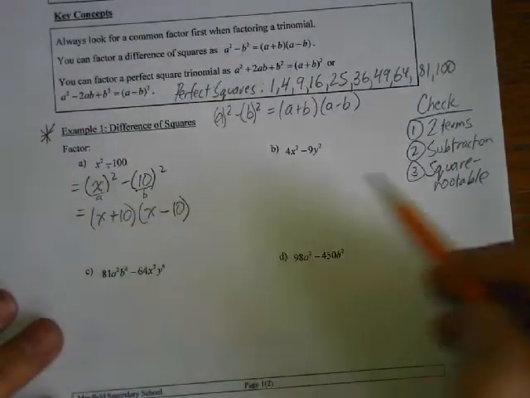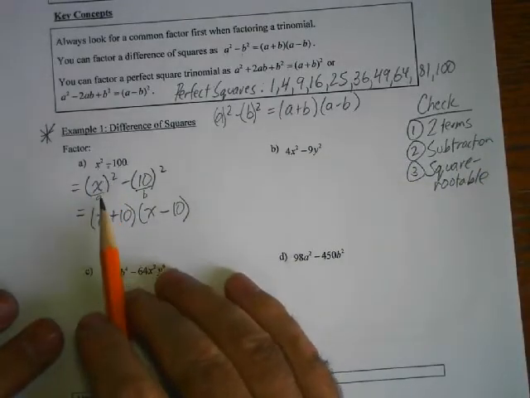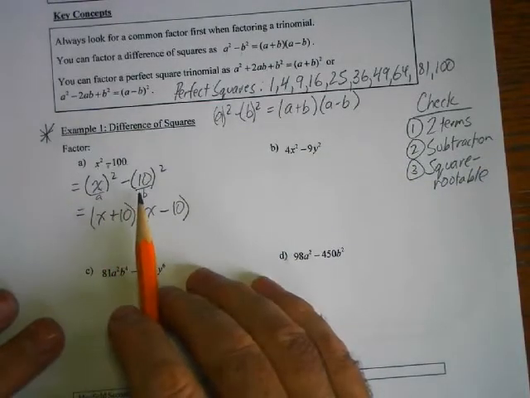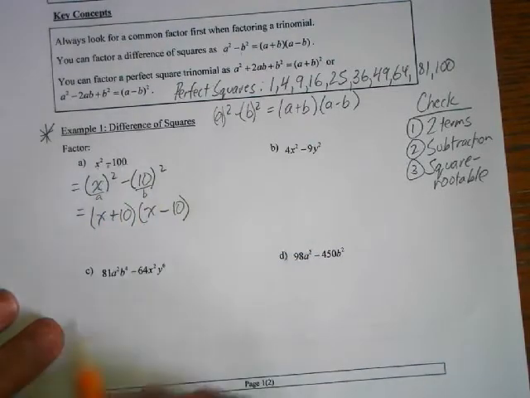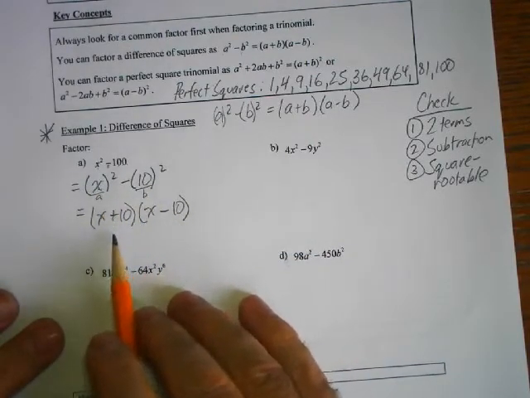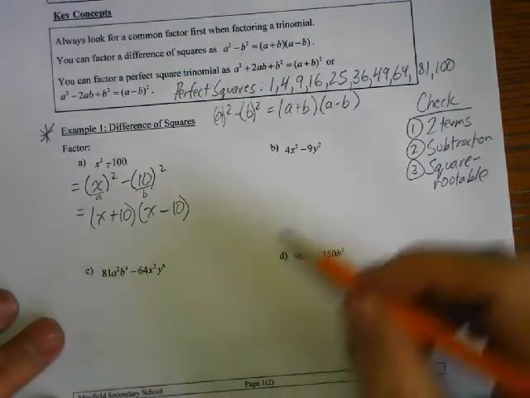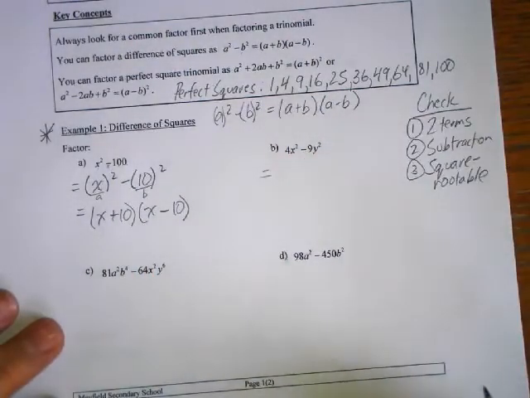So first you do your check, then you write it as empty bracket squared minus empty bracket squared. Figure out what goes in the brackets. That's going to be your A and B, and then directly from there you go and create your two factors. So let's do it again with this one.